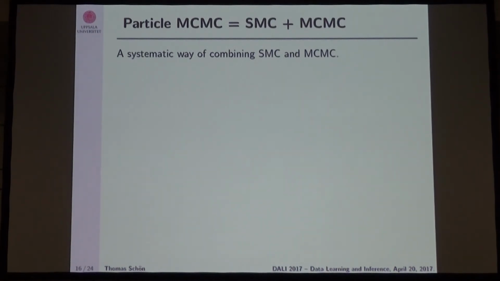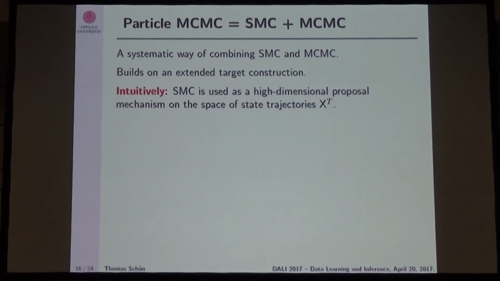Well, if you think about the target that we have, that's the joint distribution of all the states and all the parameters given the measurements. That's a very high-dimensional beast, if you like, to figure out. So just running a standard Metropolis Hastings or Gibbs on that will simply not be feasible. But if you think about it, what we have now with SMC, you can view that as a way of building up a high-dimensional proposal mechanism on this huge space of state trajectories.